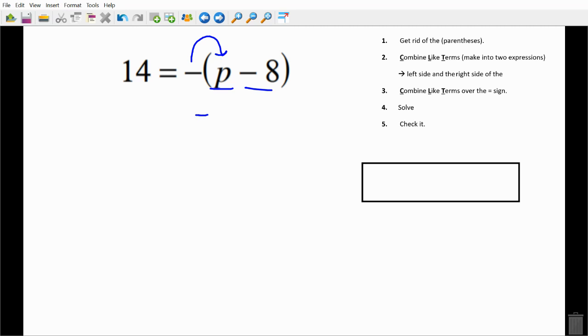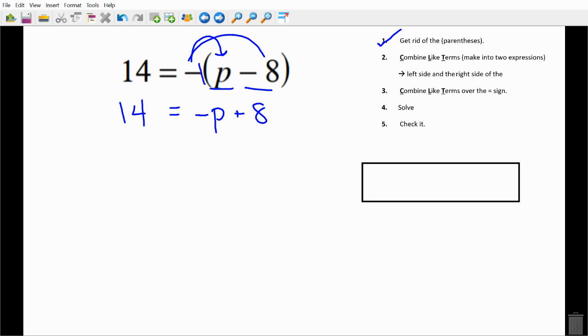Negative p. So what's negative 1 times p? Right? Negative 1 times p is negative p. What is negative 1 times negative 8? You have 2 terms, so we need to have those 2 humps there. Negative and negative is a positive, so it's the opposite signs that we're going to get here. 8. So now that we've done that, we've simplified and gotten rid of the parentheses. We need to still not forget about that left side and the equal sign. So we've done step 1 now.